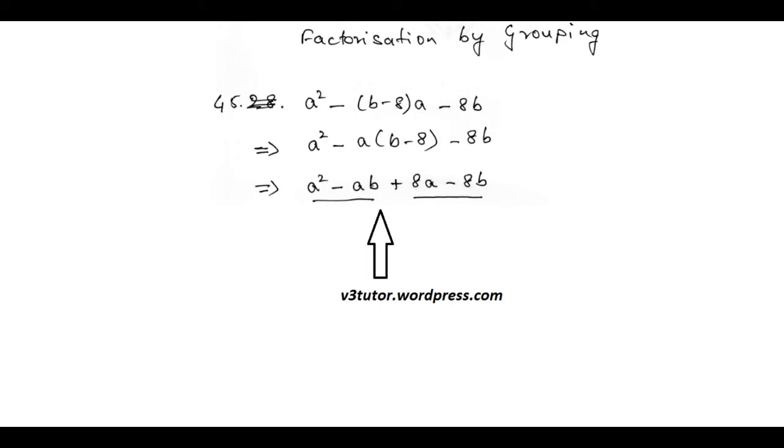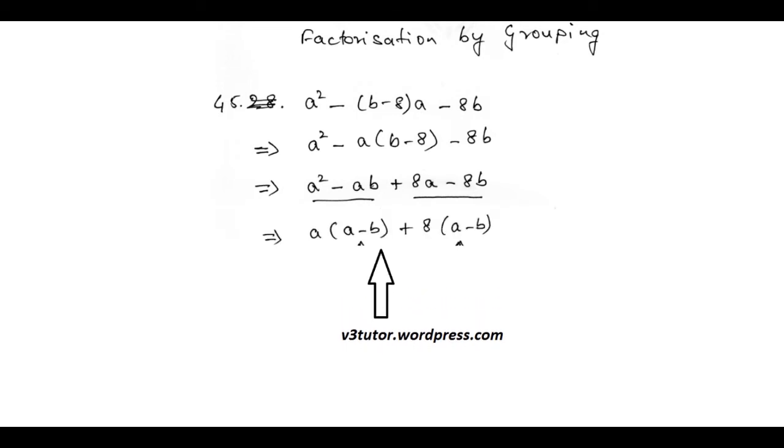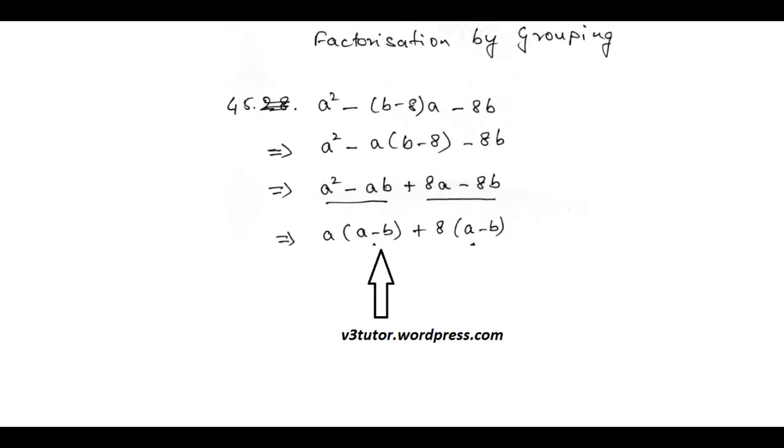Now going on to the next step, you can very clearly see that here a is common and here 8 is common. So here I remove a. When I remove a, what remains is a minus b, and here when I remove 8, what remains is a minus b. Please be very careful of the sign here. It should be plus, because when you multiply 8 and a, you should get back plus 8a, and when you multiply 8 and minus b, you should get back minus 8b. So this sign should be put properly, correct?